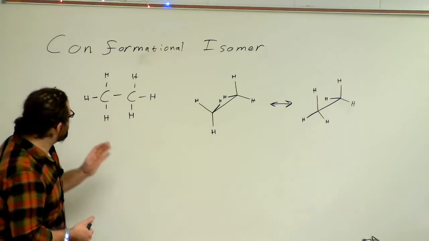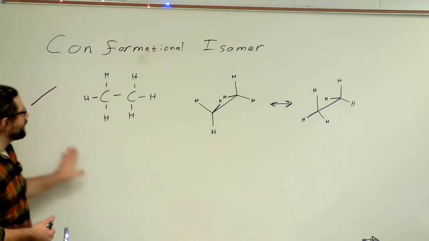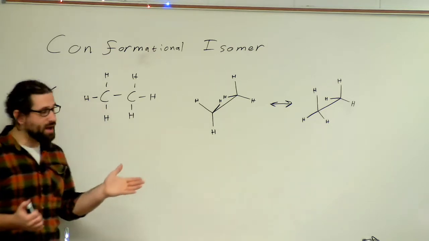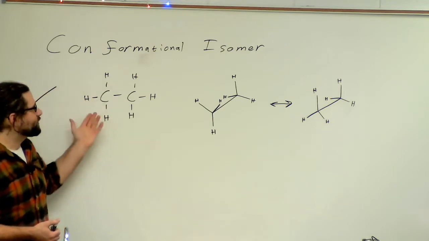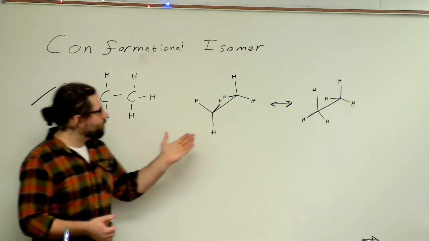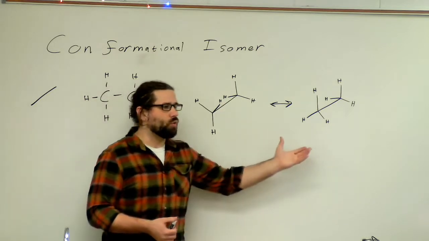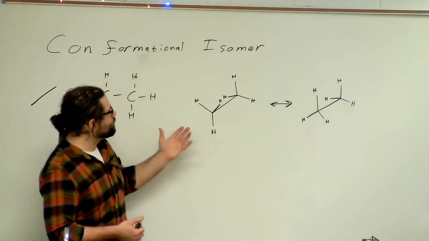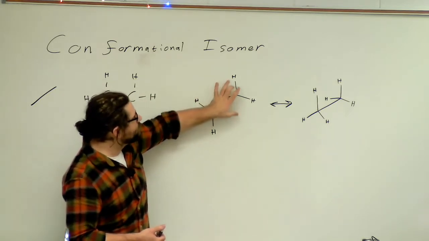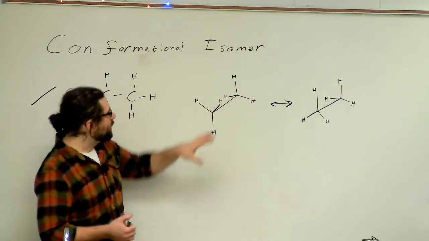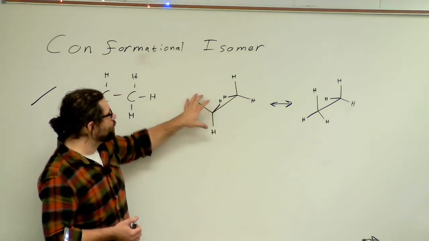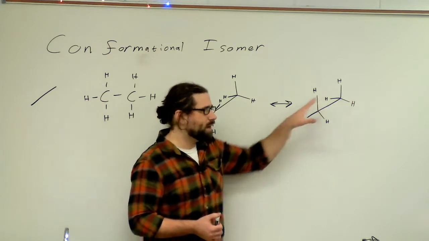Now what I've got here is the skeletal model and then the Lewis dot structure for ethane. It's just 2 carbons, 6 hydrogens. And then over here I've got this thing called the sawhorse model. The sawhorse model is just going to show the position of our hydrogens, and we're going to see that my front hydrogens could rotate a little bit and get lined up.